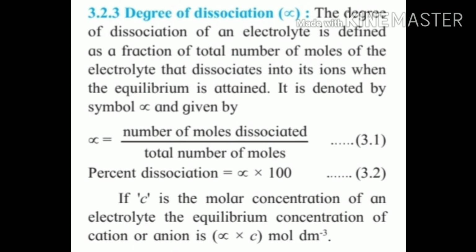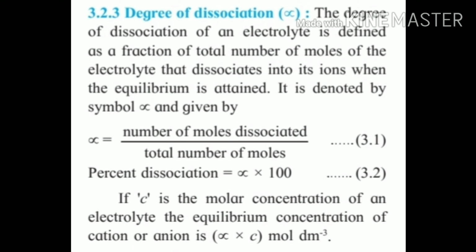So, the degree of dissociation of an electrolyte is defined as a fraction of total number of moles of the electrolyte that dissociates into its ions when the equilibrium is attained. Okay, so the electrolyte, to what extent it is going to dissociate when equilibrium is attained, is what gives you the degree of dissociation. You can also use the formula as alpha, that is degree of dissociation, is equal to number of moles dissociated upon total number of moles.